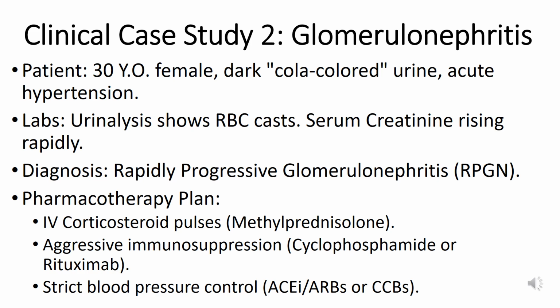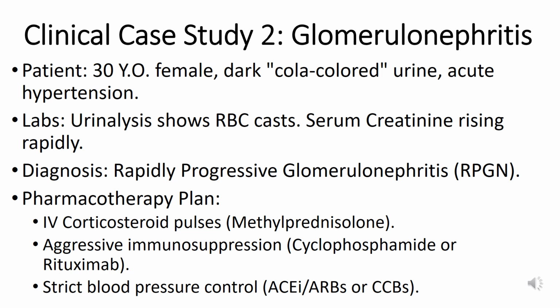Rapidly progressive glomerulonephritis is a nephrologic emergency. Without prompt treatment, irreversible kidney failure may develop within weeks or months. The disease is characterized by severe immune-mediated injury to the glomeruli. Inflammation damages the filtration barrier. As injury progresses, kidney function declines rapidly. The primary treatment goal is to stop immune-mediated destruction as quickly as possible.